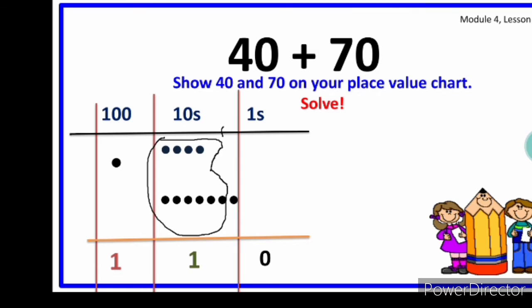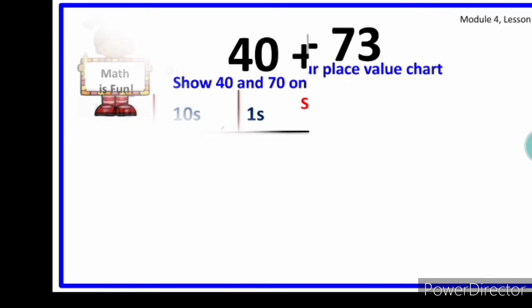110. So 40 plus 70 is 110. Remember, when you're solving using your place value chart, if it is more than a 10, you bundle and take it to the left hand side. Bundle it as a 10 and take it to the left hand side. Now, let's see what we have next.